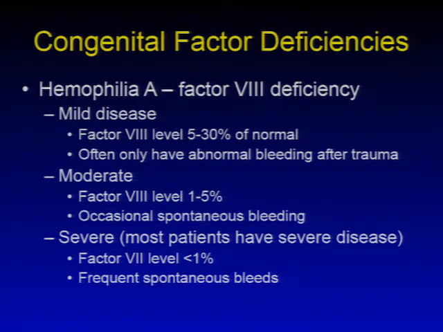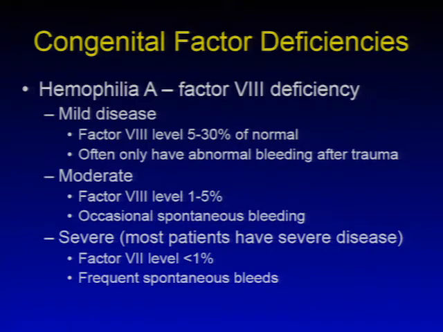There's a gradation of disease, mild, moderate, and severe in hemophilia A. The mild disease patients only have about 5 to 30% of normal factor VIII present, but despite that low level of factor, often only have abnormal bleeding after trauma, for instance. Moderate disease in hemophilia A, those patients exhibit only about 1 to 5% of factor VIII levels, and these patients will occasionally have spontaneous bleeding.